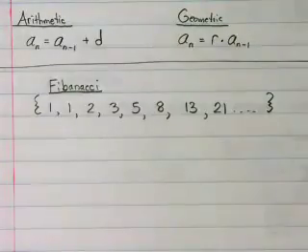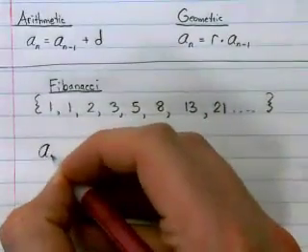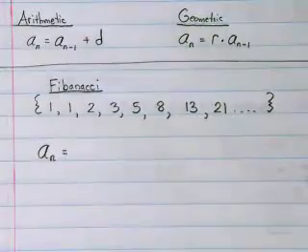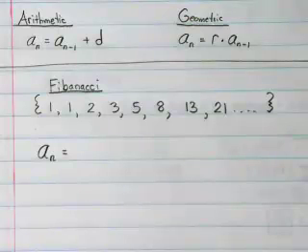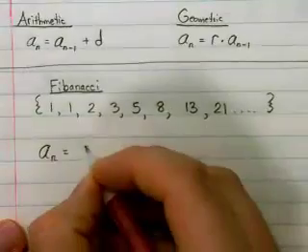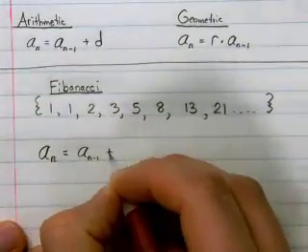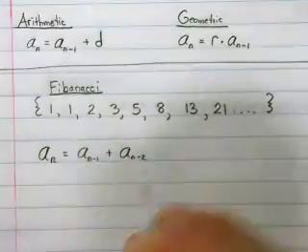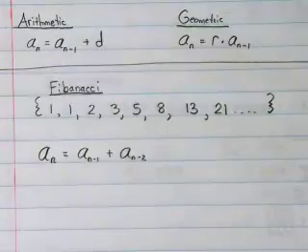Okay? So if I'm writing an equation or a recursive rule for this, what do you do with the two terms previous to get the one you're on? You just add those two together, okay? So if I'm on a sub n, what are the two that came before it? There's a sub n minus 1, and there's a sub n minus 2. Two previous, okay? So this formula looks like this. a sub n minus 1 means one term before, n minus 2, two terms before. Okay?